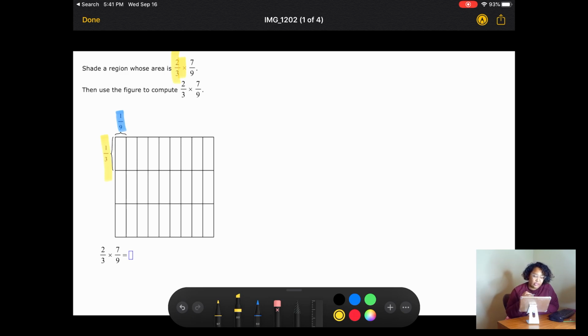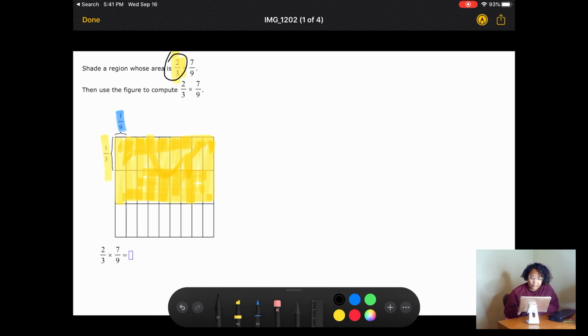So the first thing you are going to do is shade 2/3 of this area model. Since it's already cut up into thirds, we are going to take that and shade in all of the 2/3 that we have for the area model here. It's not going to be super pretty, but you get the point. Okay. So that is 2/3.